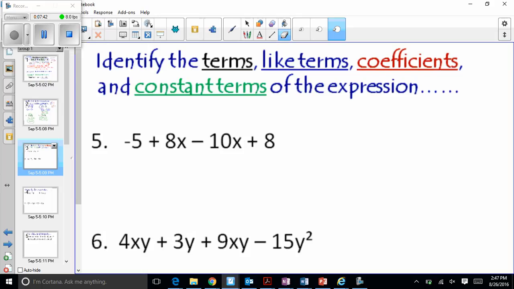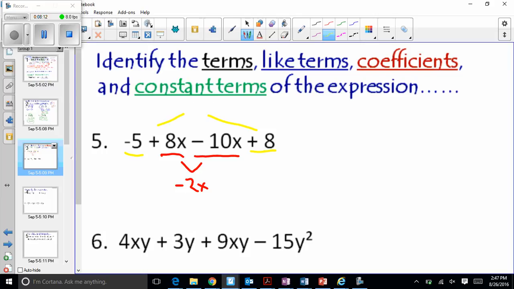So, what are the terms? Well, I've already answered that question. What are the like terms? As I look here, -10x and +8x, those are like terms. If I wanted to combine them, I could, and that would make a -2x, because I've got +8x and a -10x. Those combine to make a -2x. I also have +8 and a -5. If I combine those together, those would make a +3.